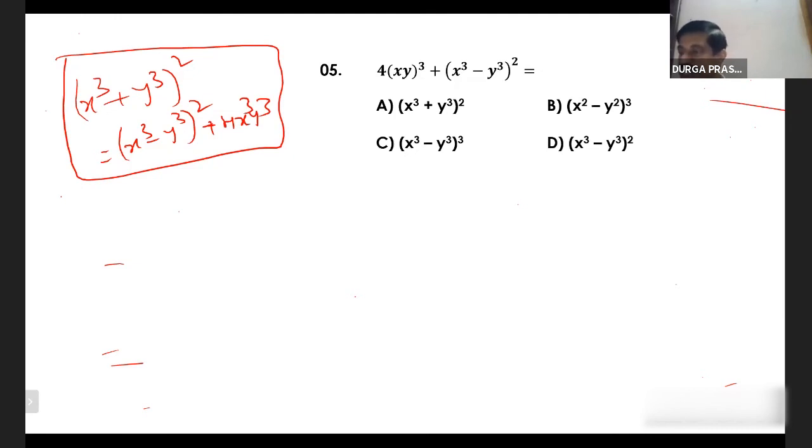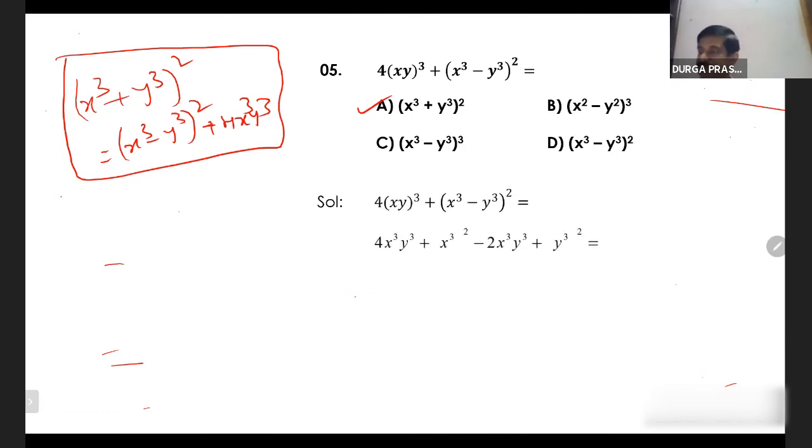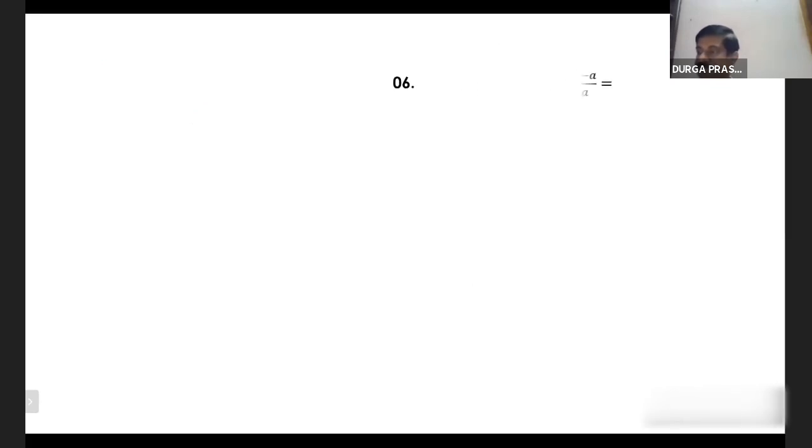So you have directly option A. Please check it. Okay. Direct formula, so you don't need to do all this expansion. You can directly use it. A minus b whole square plus 4ab is a minus b, a plus b whole cube, whole square. Direct formula. So let us go to the next question.